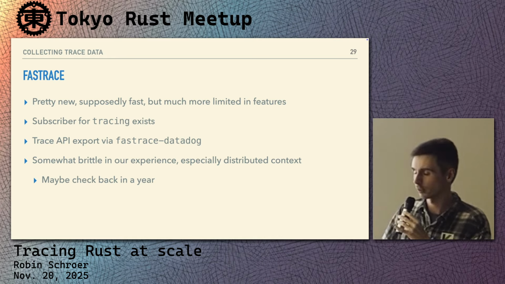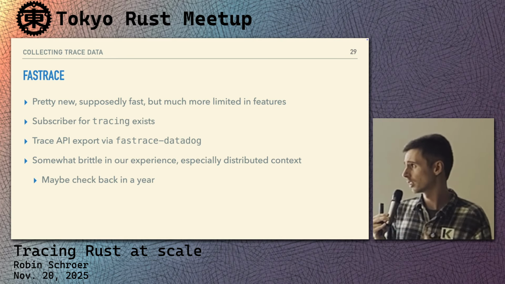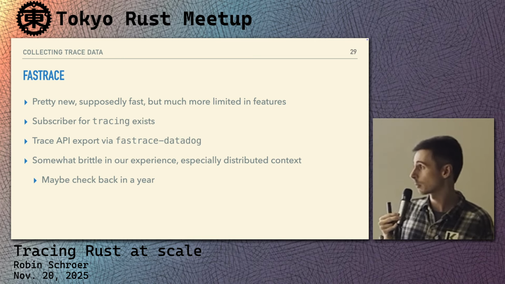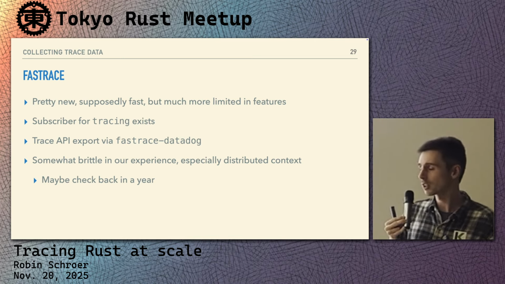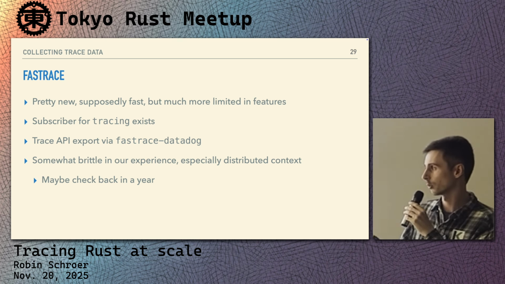I want to briefly touch on fastrace. Fastrace is pretty new. It's supposedly much faster, like 100x faster or something than tracing. I don't know if that matters, but it's much more limited in features right now. You can also use it directly. You can also subscribe to tracing data.